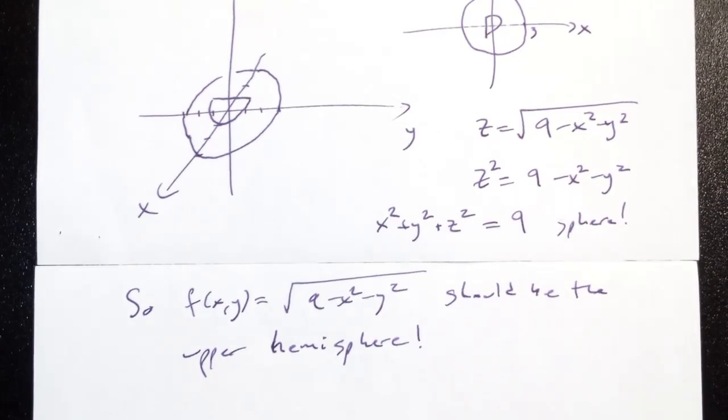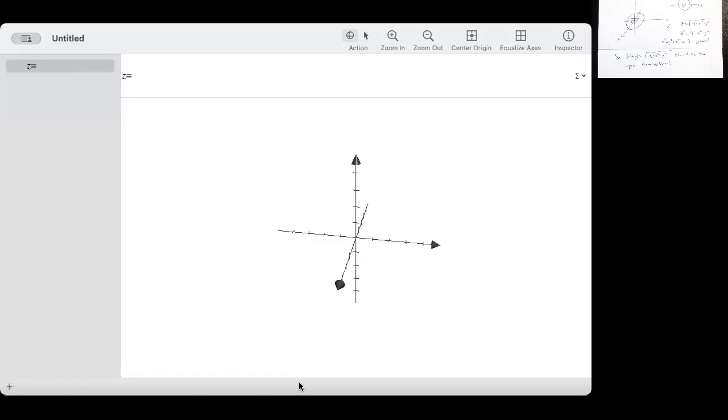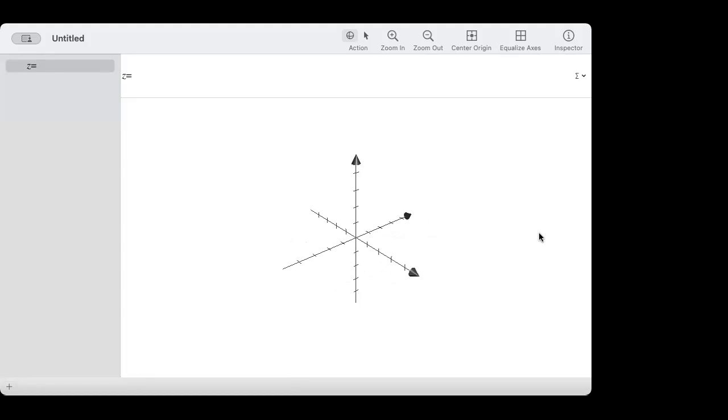I'll draw the picture. But I won't draw it myself. I'll let the computer draw it for me. You'll notice it's even written automatically z equals. It assumes I'm going to try and draw a three-dimensional graph of the form z equals stuff. So let's put in exactly the equation we were just looking at.